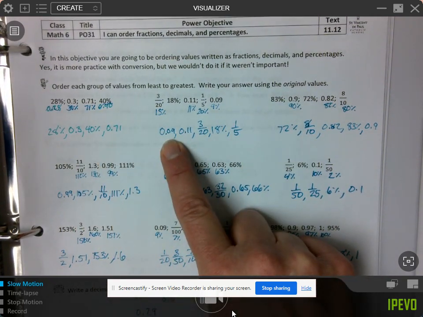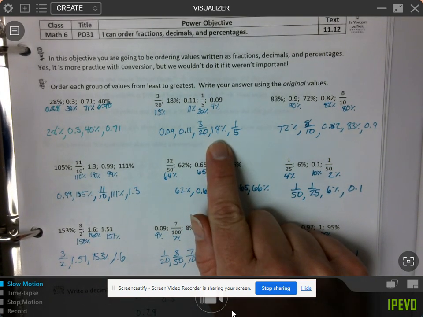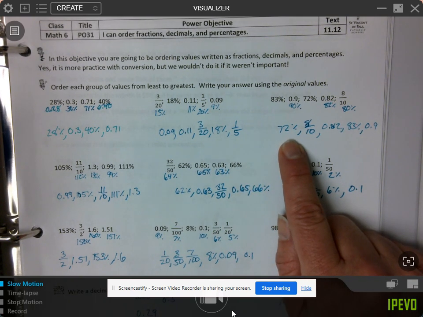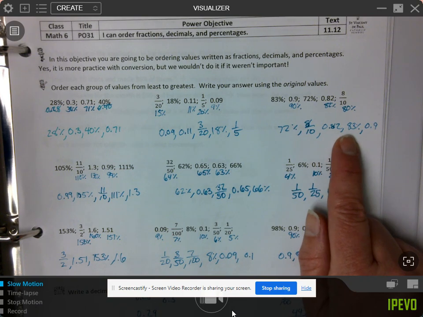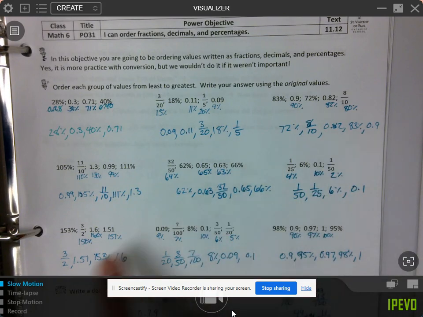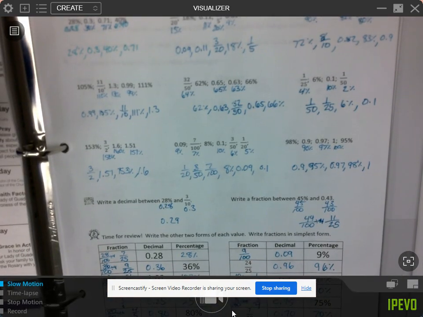So then we have 0.09, 0.11, 3/20, 18%, 1/5, 72%, 8/10, 0.82, 83%, 0.9. I think we did that top row together, but I think all the rest were on your own. So let's look at that.